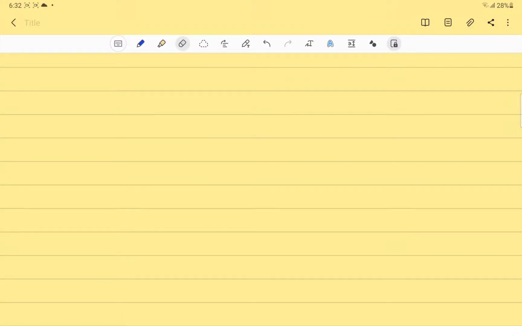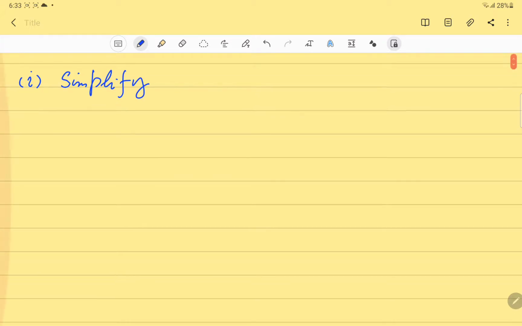Today we are going to solve some algebraic expressions. There are two parts of this question. The first one is, we are going to simplify this expression.